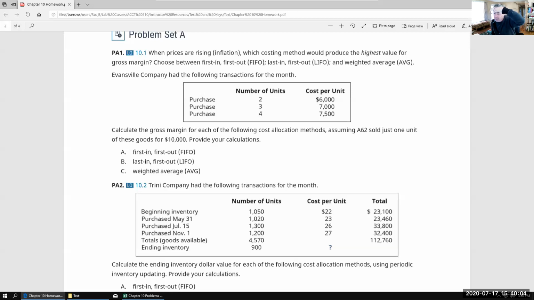Somebody bought some stuff from us, and we are looking at how much gross margin we're getting for each product sold. And gross margin is revenue minus cost of goods sold. So let's pop over to our working papers.